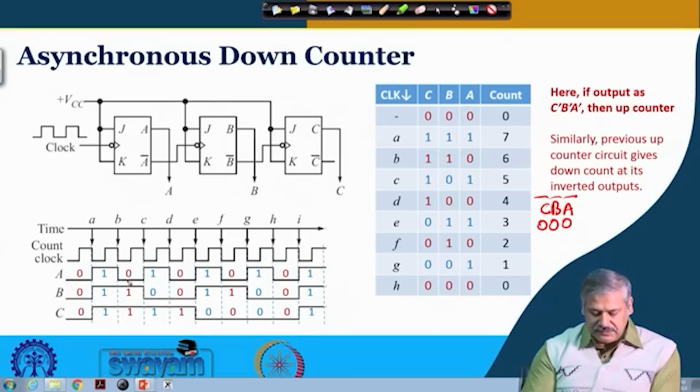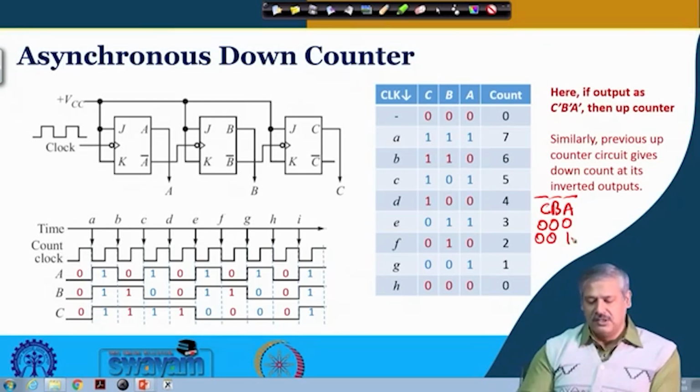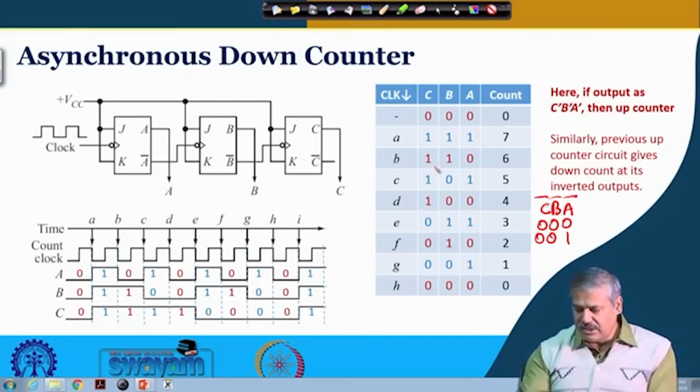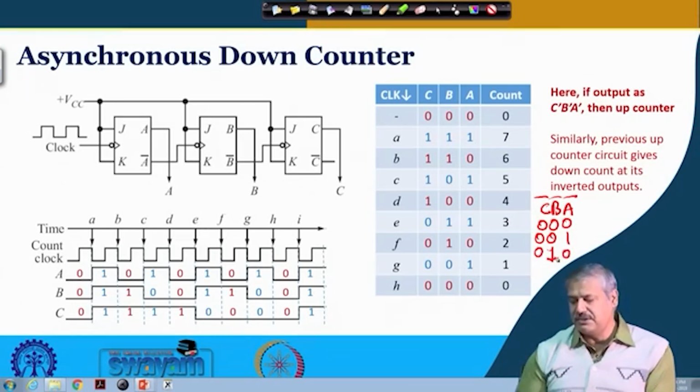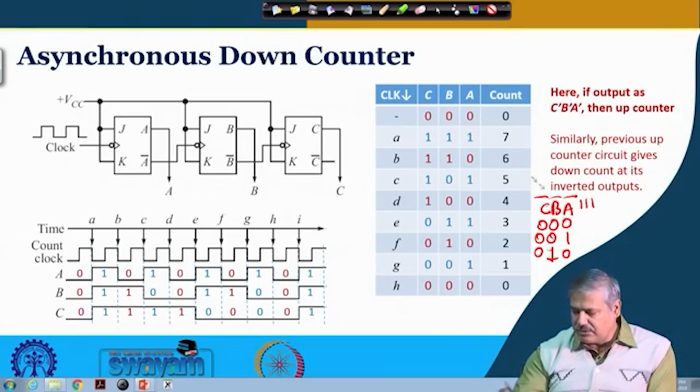So after that it is 1 1 0. So 1 1 0 inverted is 0 0 1, then 1 0 1. So 1 inverted will be 0, C bar will be 0, this is 1, this is 1 0 1, 1 0, and this is 0. So just invert of this. Initially it was 1 1 1, we are avoiding that. So this way it will continue.